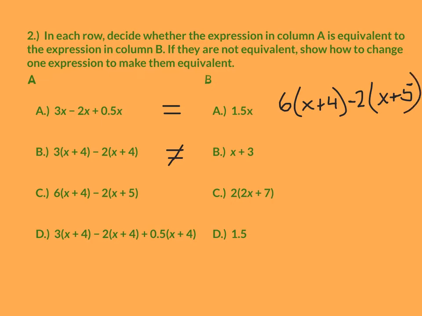Okay, so the first thing I need to do here is to distribute on each side. So this side would be 6 times x plus 6 times 4. 6 times x is 6x plus 6 times 4 is 24.